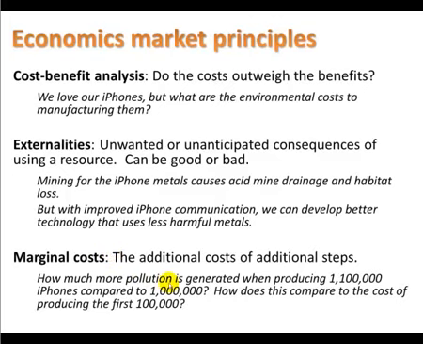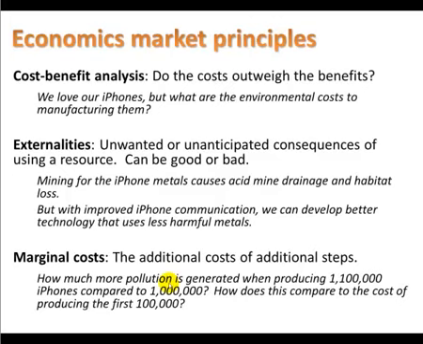There's a term here called externalities, and this is the unwanted or unanticipated consequences of using a resource. It can be good or bad. For example, mining for the iPhone metals used in the phone causes acid mine drainage and habitat loss. That's a bad externality. But with improved iPhone communication, we can develop better technology that uses less harmful metals. So maybe we can use this iPhone for the good, with a good unanticipated consequence.